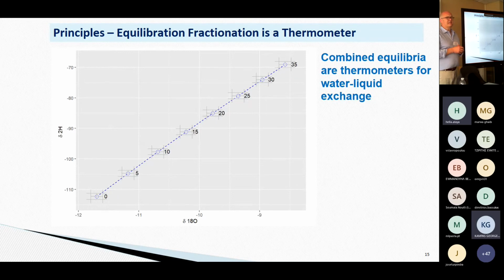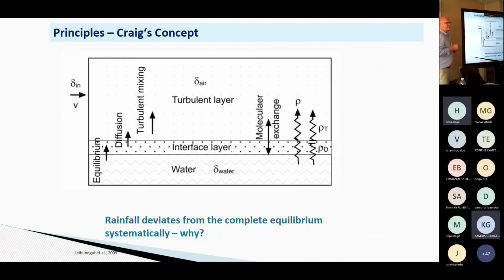This was called deuterium excess, and there were some ideas that you have a deuterium source, and there was something going on, some emanation of hydrogen whatsoever. The solution was that there is another fractionation mechanism, and this second mechanism gives us access to even more understanding of what happens in the water cycle.